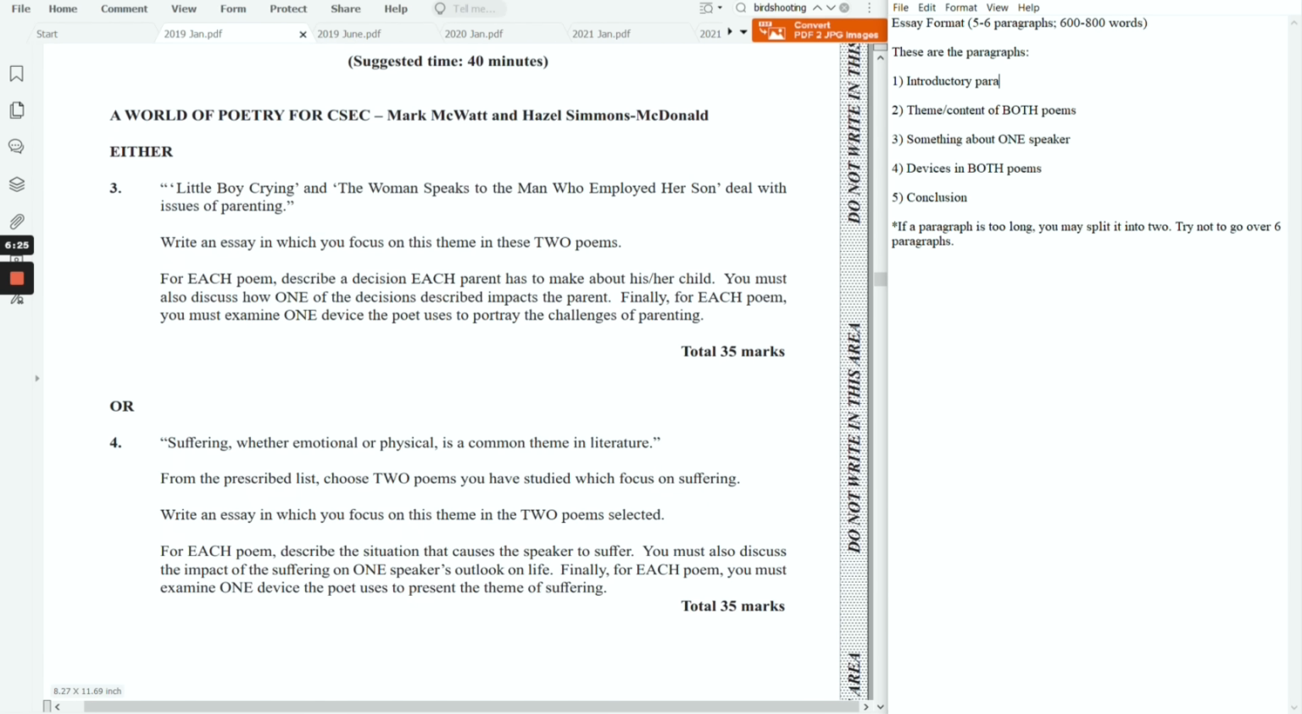Let's look at this one. What if we were to do question 4? So here, for each poem, so 2, both poems, for each poem describe the situation, and so on. Then, part 2, you must discuss the impact of the suffering on one speaker's outlook on life. So you zone in on only one speaker. And then, the third part is going to be about both poems. Finally, for each poem, you must examine one device. Devices in each poem, in both poems.